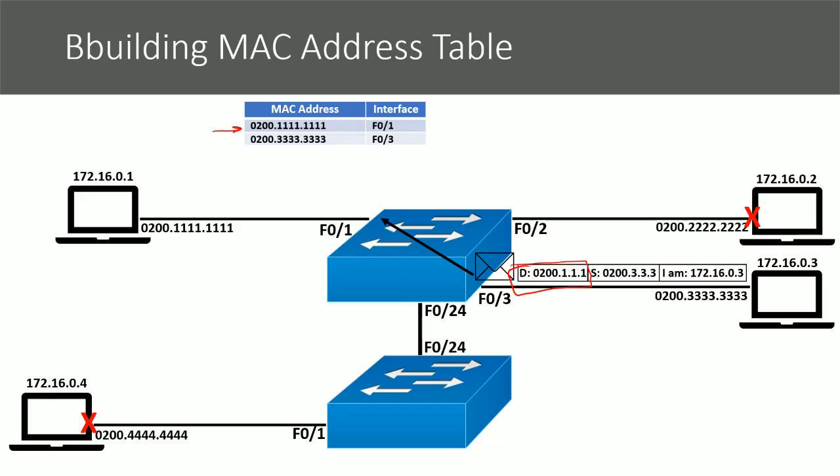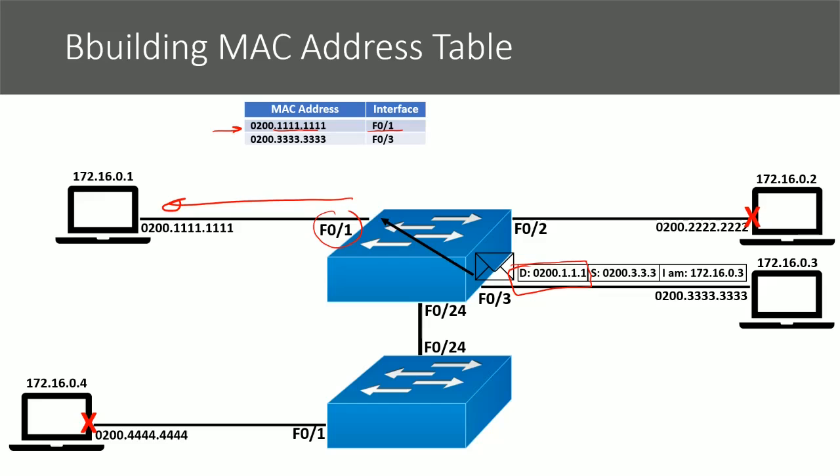It has an entry for this MAC address, and this MAC address is connected to Fast Ethernet 01. So there is no need for the switch to send this frame to all interfaces, because this MAC address is known to the switch and it knows exactly the location for this device and the interface where it is connected. So the switch forwards this frame to Fast Ethernet 01 only, to be sent to this device only.